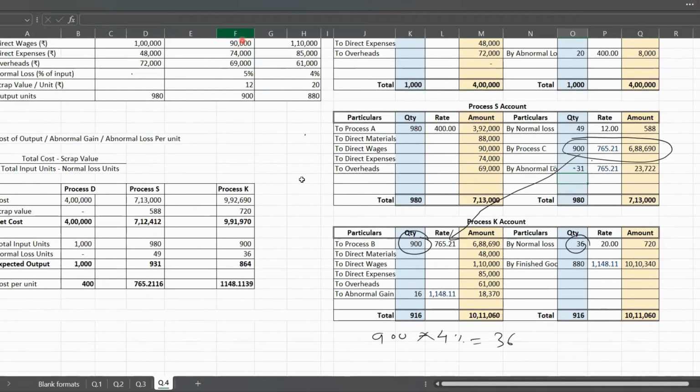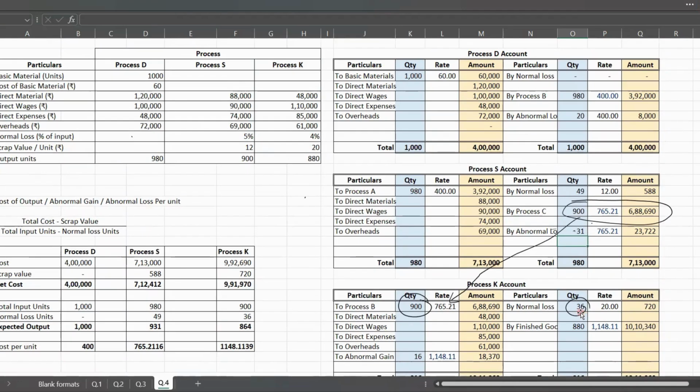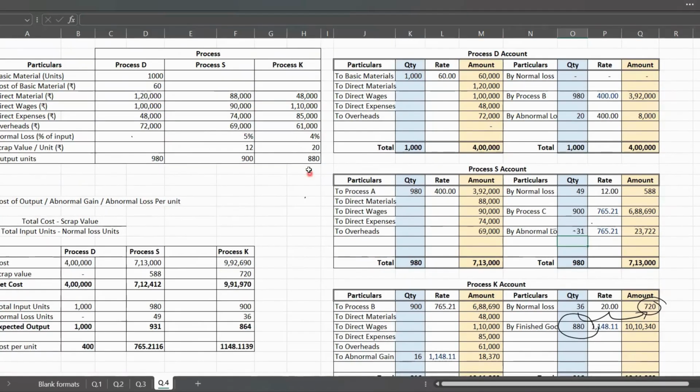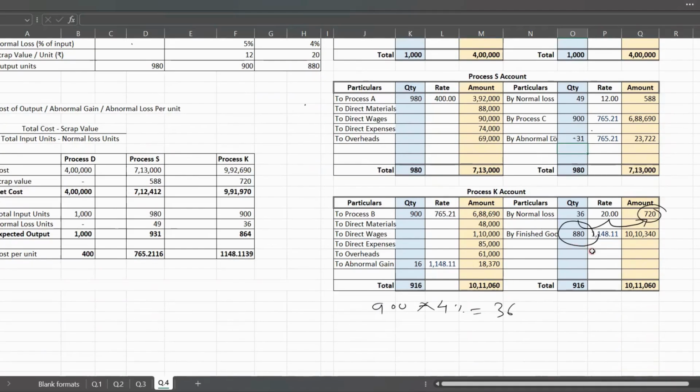Scrap value given is 20. So 36 into 20 comes to 720, our scrap value. And while closing, post the finished goods quantity as given in the question. In the question, finished goods quantity given is 880. Once you post 880 here, then close the quantity column first.